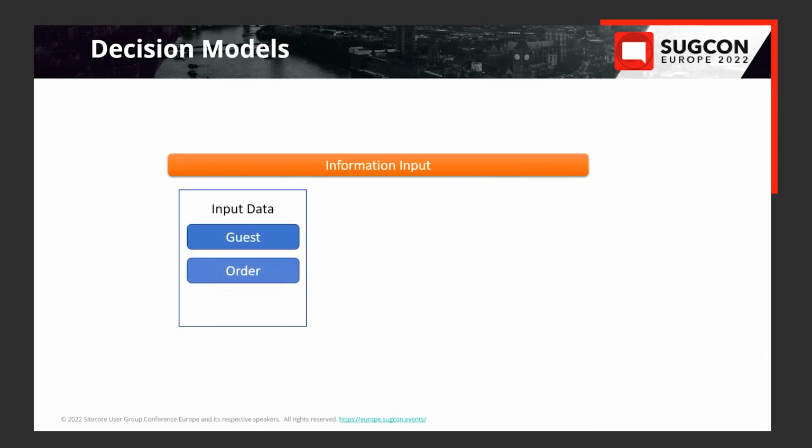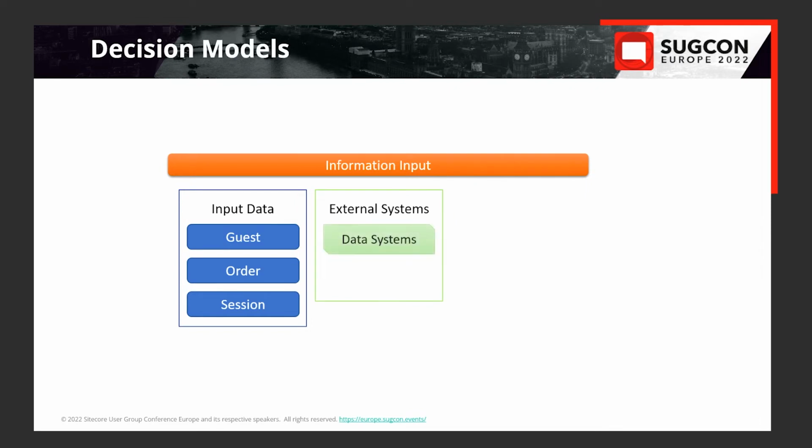So starting with the input data, here on the left, you do have the input of data that is native data in CDP. So all this data is stored locally. You have the guest data, order, and session. You can also grab data from external systems. You have data system and analytical models. Both of them are just calling an external web API. The purpose of having two is, again, readability.